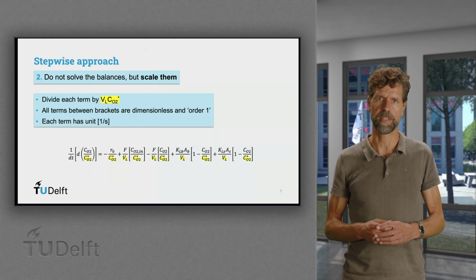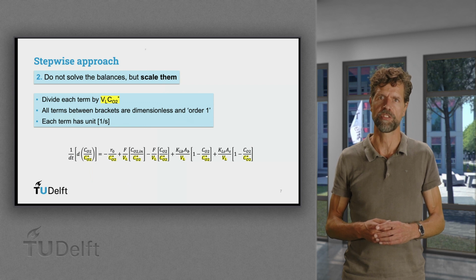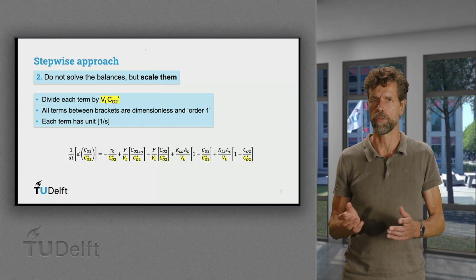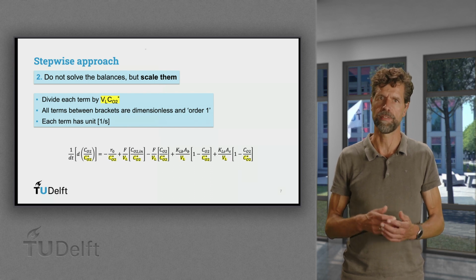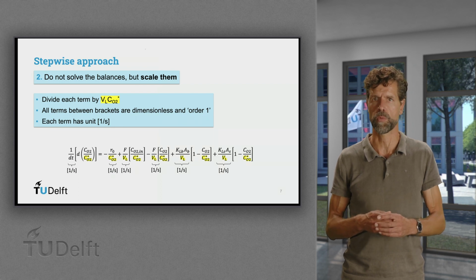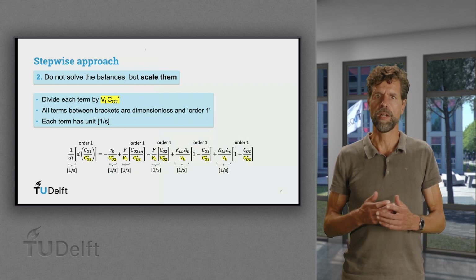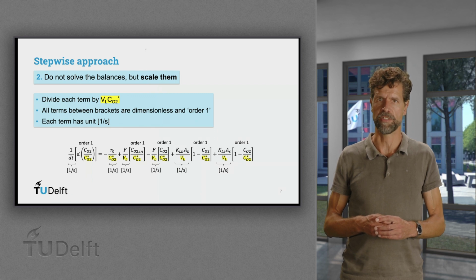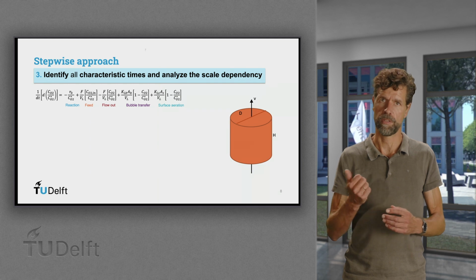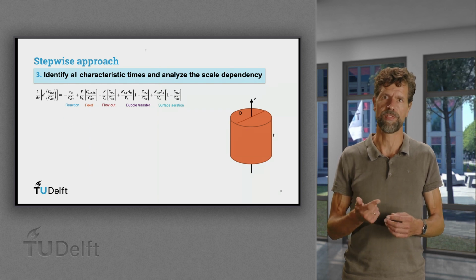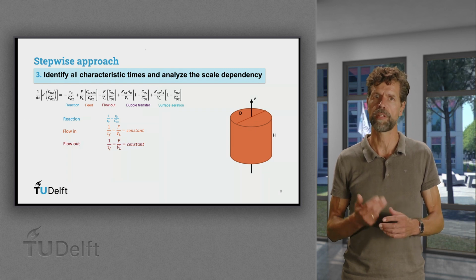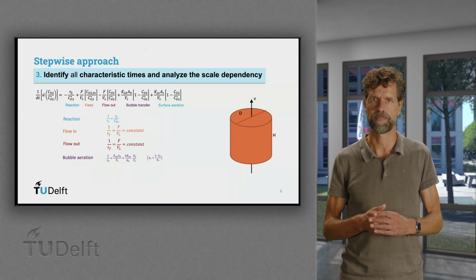When we do so, we obtain a scaled balance in which the rate of change of the scaled amount of oxygen is the sum of the rate capacities of all the mechanisms, which are the inverse characteristic times, multiplied by terms of the order 1. Now we can identify the 5 rate capacities, or the inverse characteristic times, of our example, namely the reaction, the liquid flow in, the liquid flow out, the oxygen transfer from the bubbles to the broth, and finally, the surface aeration.